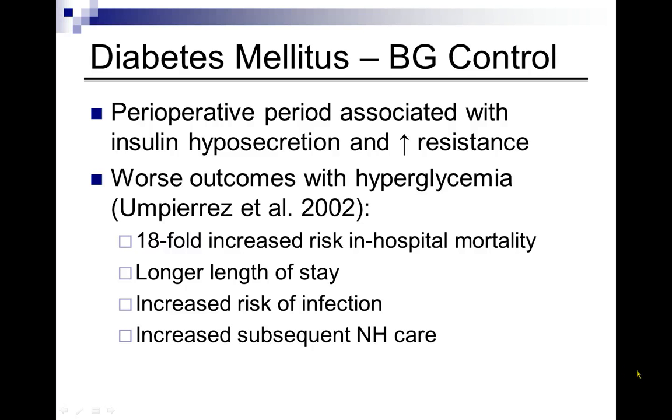Now, the perioperative period is definitely associated with insulin hyposecretion and increased insulin resistance. So we do see some degree of hyperglycemia during the perioperative period. And we know that this is associated with worse outcomes, a very large increased risk of in-hospital mortality, longer length of stay, increased risk of infection, and increased incidence of subsequent nursing home care. So we do have a responsibility to maintain appropriate blood glucose control in the perioperative period.